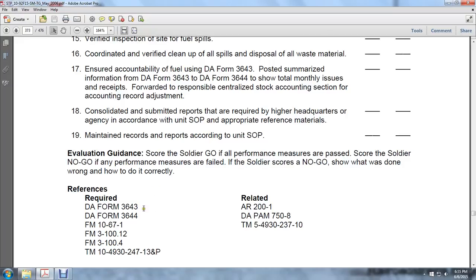DA Form 3643 and 3644, Field Manual 10-67-1, Field Manual 3-11.2, 3-104, 10-49-30244713, and PAR 201, DA PAM 758, and TM 5-4930-237-10.